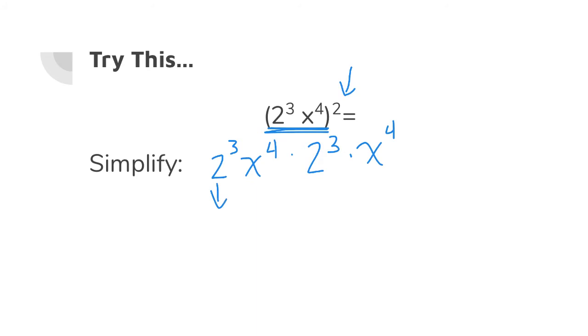Now you can deal with this a couple ways. You could say this is 2 times 2 times 2, or you could just say it's 8. Same thing here. You could say it's 2 times 2 times 2, or you could just say it's 8.